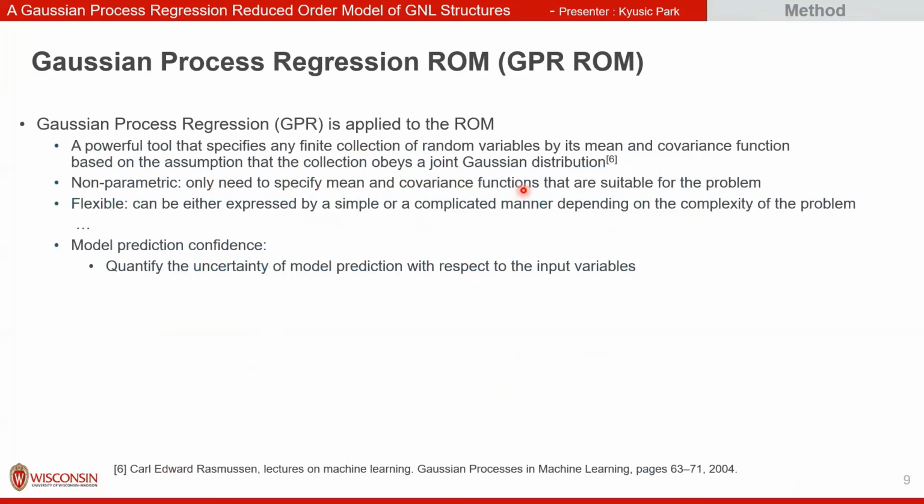GPR has been acknowledged as a powerful regression tool to define a finite collection of variables based on a Bayesian approach. The GPR method specifies a regression model by its mean and covariance functions, and so is non-parametric and flexible toward either simple or complex problems. One of the strengths of the Gaussian process model is that it quantifies the predictive uncertainty of the model with respect to the input variables.